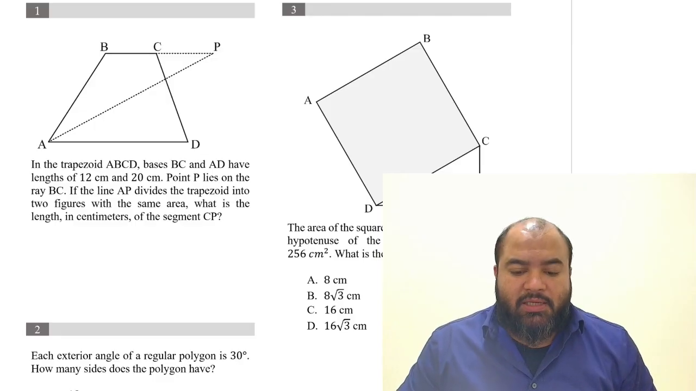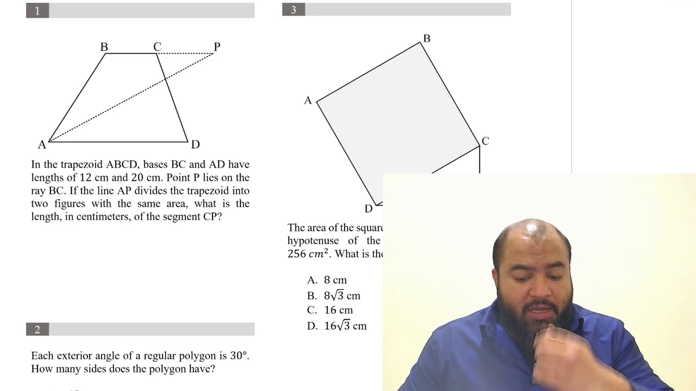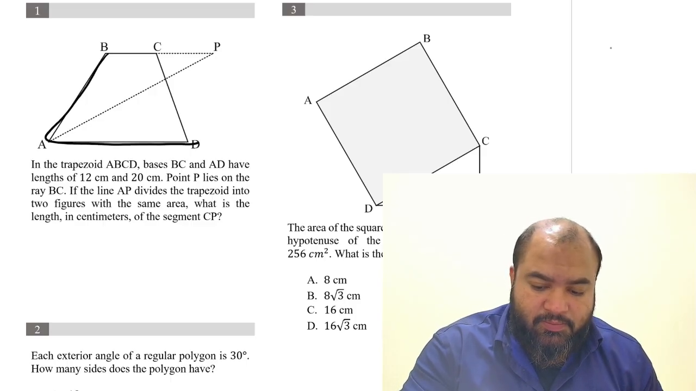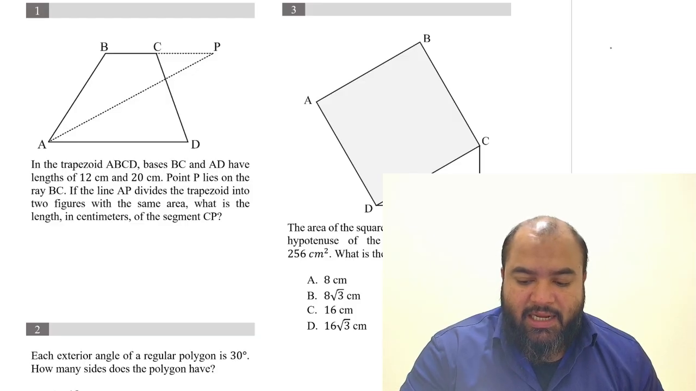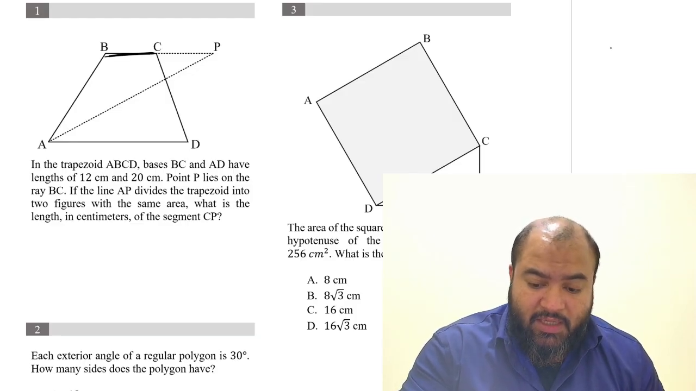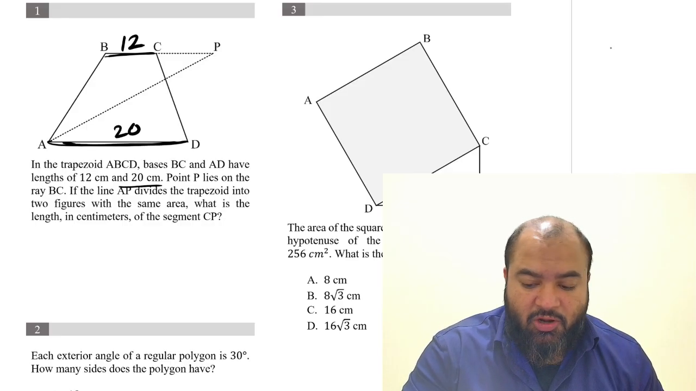Welcome to Tariq's class. This is Geometry Part 2. We're going to learn more about geometry in SAT. Now, question number 1. In the trapezoid ABCD, you can see the trapezoid ABCD, bases BC and AD have lengths 12 and 20. So this is 12, that's 20. AD is of course longer.